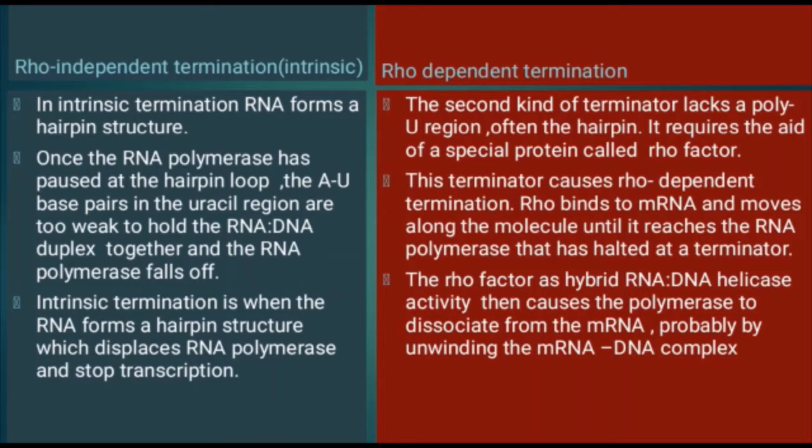In Rho-dependent termination, it needs a special protein called Rho factor. Rho binds to the mRNA and moves along the molecule, and this also has a DNA-RNA helicase activity. Then it causes the polymerase to dissociate from the mRNA, probably by unwinding the DNA-RNA complex.